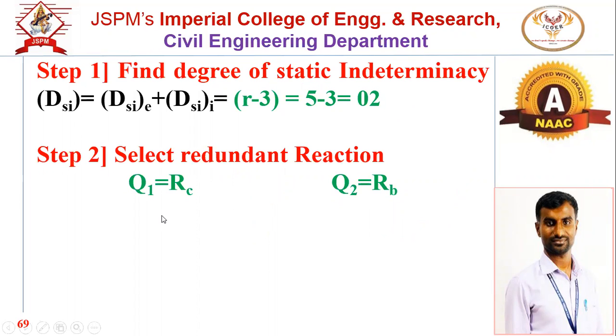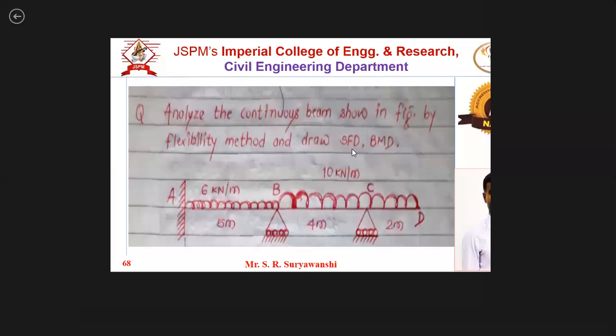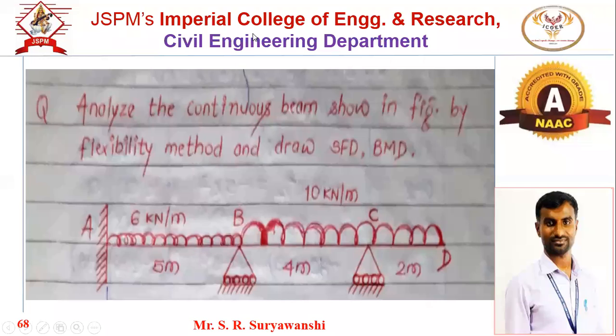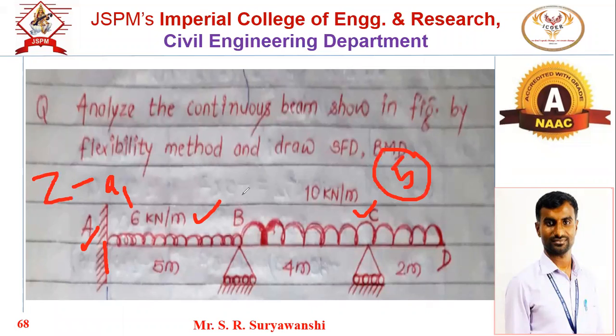Second step, we have to select the redundant reactions. If these are the reactions at A, B, and C, out of 5 reactions we have to select any 2 reactions as redundant, meaning Q1 and Q2. So for simplicity, again we will consider the reaction at the roller end as the redundant reaction. So again we will consider the same: RC is equal to Q1 and RB is equal to Q2.